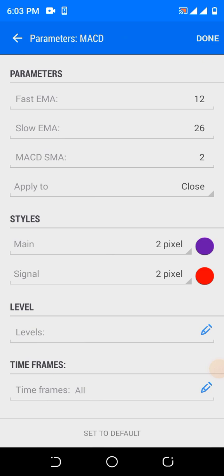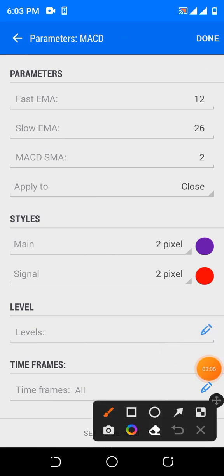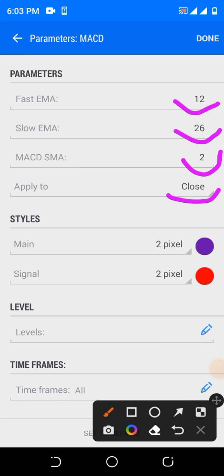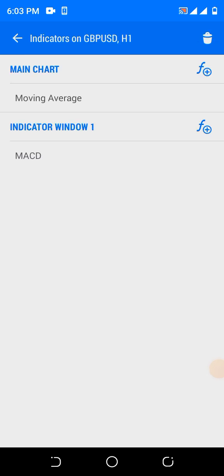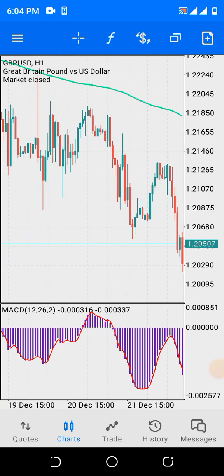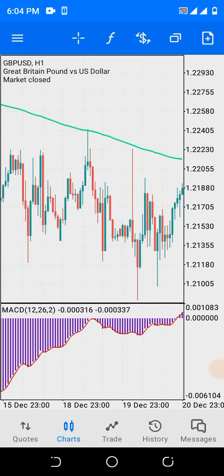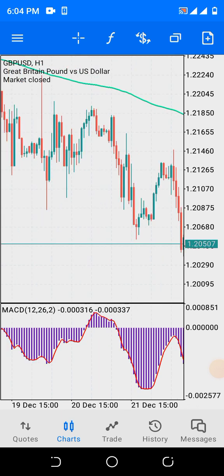Then for the MACD indicator, here are the settings: fast EMA 12, slow EMA, and the MACD SMA applies to close. So that is for the MACD indicator. Once you are done setting up these indicators, here is our chart. Now this is how you make use of this strategy.